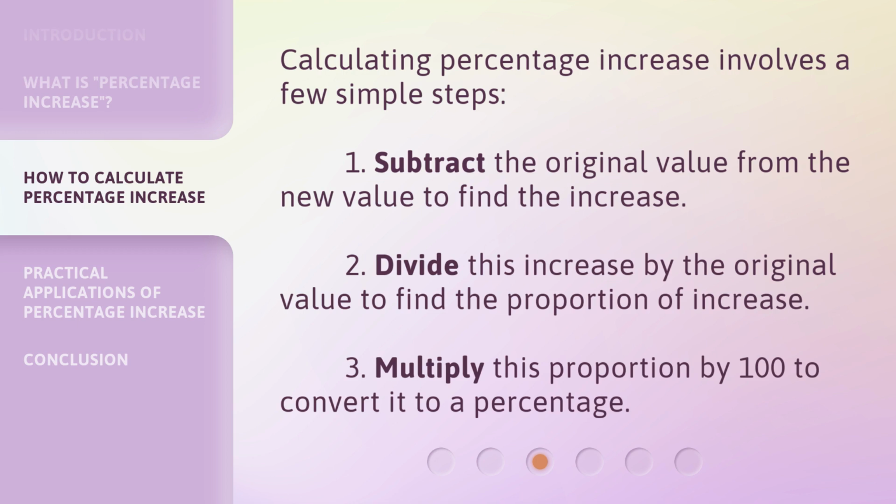Calculating percentage increase involves a few simple steps. 1. Subtract the original value from the new value to find the increase. 2. Divide this increase by the original value to find the proportion of increase. 3. Multiply this proportion by 100 to convert it to a percentage.